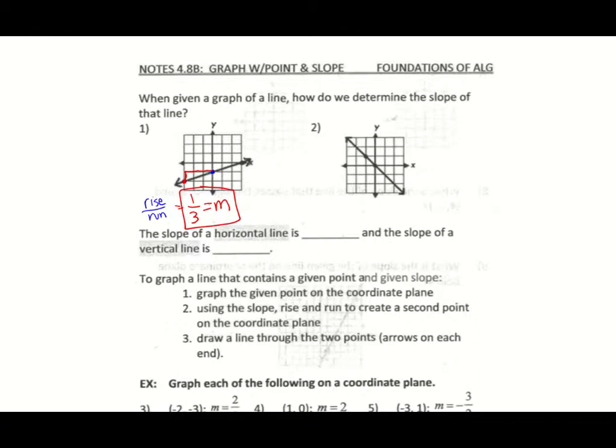Okay, let's look at this next one. We have our 2 points right here on our graph. To get from this first point, I'm actually going down 1. So that means my rise is -1. My run is 1. So I have -1 over 1, which just gives me a -1. So that is my slope from this graph. And remember here, the slope of a horizontal line is always 0, and the slope of a vertical line is undefined.